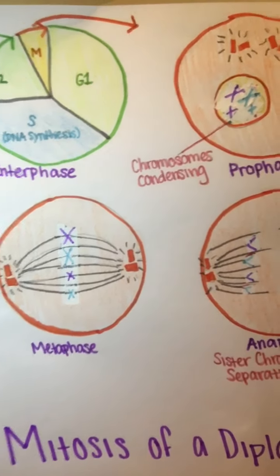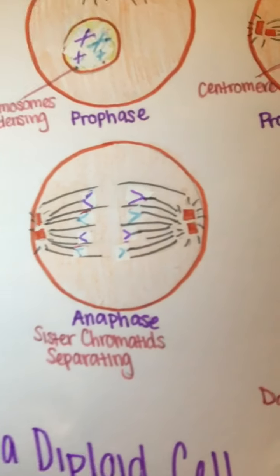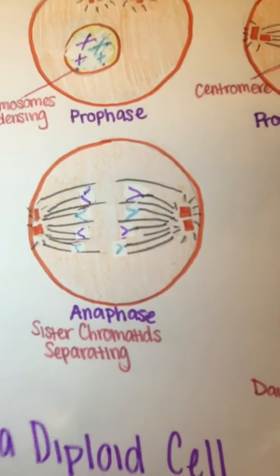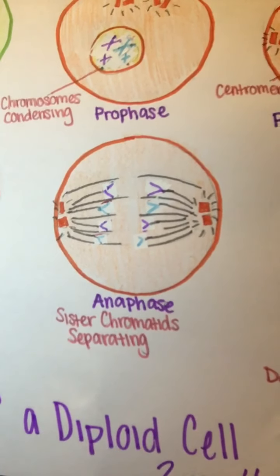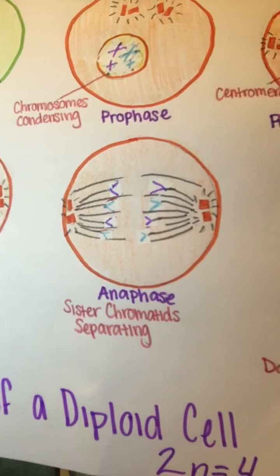Then anaphase is when the sister chromatids are pulled apart by the mitotic spindle, which pulls one chromatid to one pole and the other to the opposite pole. So then we have telophase.